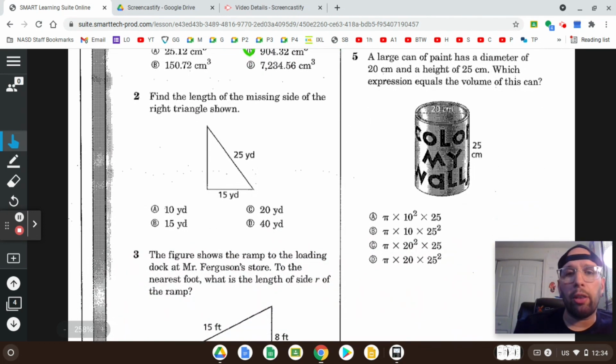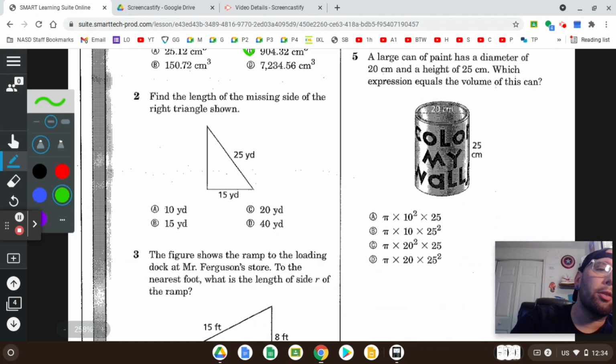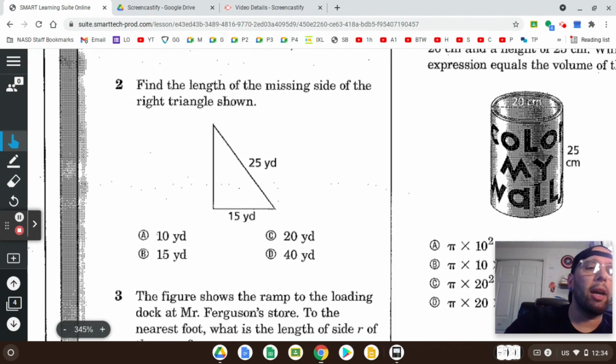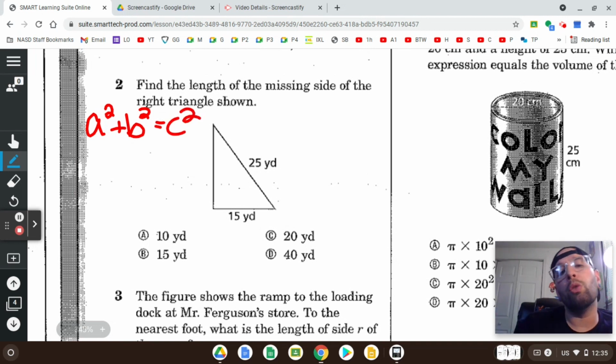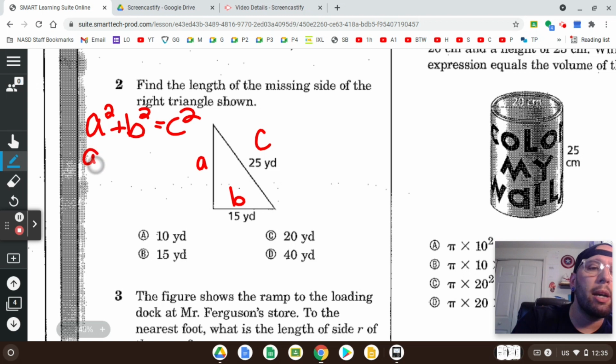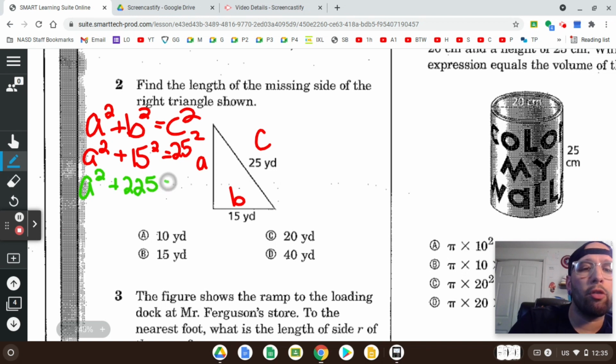Find the length of the missing side of the right triangle drawn. All right. Well, since it's a right triangle, this requires Pythagorean theorem. So a squared plus b squared equals c squared. It doesn't matter which one you call a or b as long as the longest side is c. So I'll call the missing one a and I'll call b 15. So a squared plus 15 squared is going to equal 25 squared. A squared plus 225 is going to equal 25 squared, which is 625.